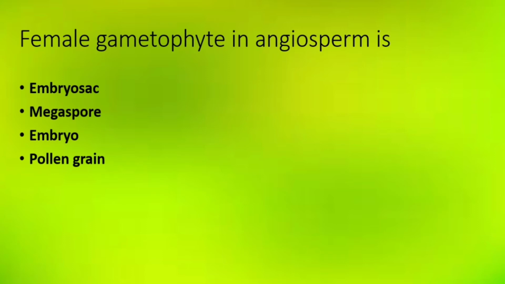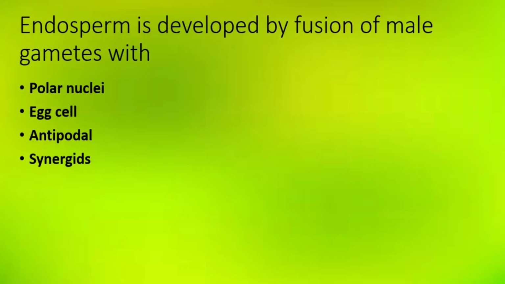Whereas in female, the ovule has an embryo sac forming within it. That embryo sac is the female gametophyte. Inside that, the egg apparatus is there towards the micropylar end, and in the center of the egg apparatus there is the egg cell. So female gametophyte is embryo sac.